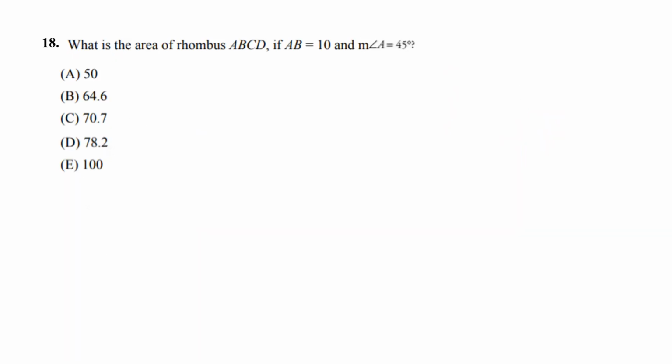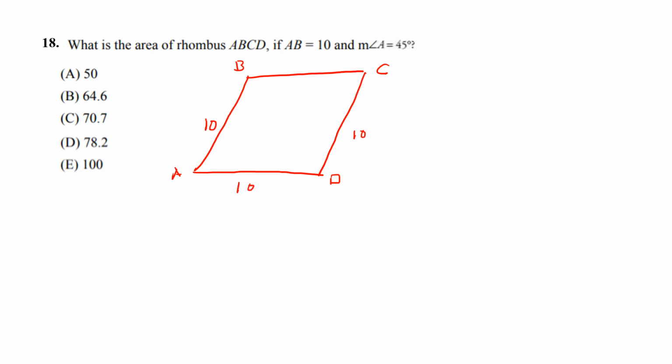This question asks us for the area of rhombus ABCD if AB equals 10 and the measure of angle A is 45 degrees. So let's draw that out. A, B, C, D at our vertex, and AB equals 10. We know that this is a rhombus, so all sides equal 10. And it tells us the angle A is 45. So to find the area of a rhombus, we need the height, right? So that's this value here.